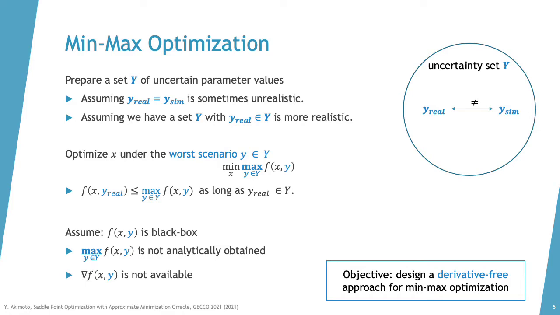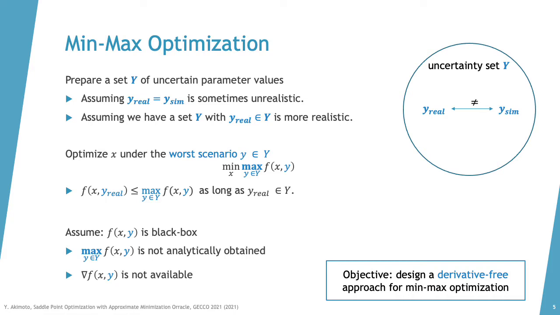Then we minimize the objective function value under the worst scenario y in capital Y. In this way, we can guarantee the performance in the real environment that is upper bounded by the worst case objective value, as long as the real environment is included in the predefined uncertainty set capital Y.